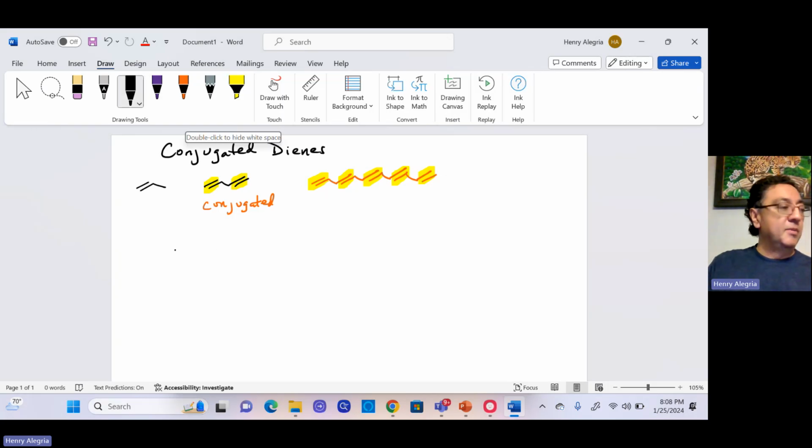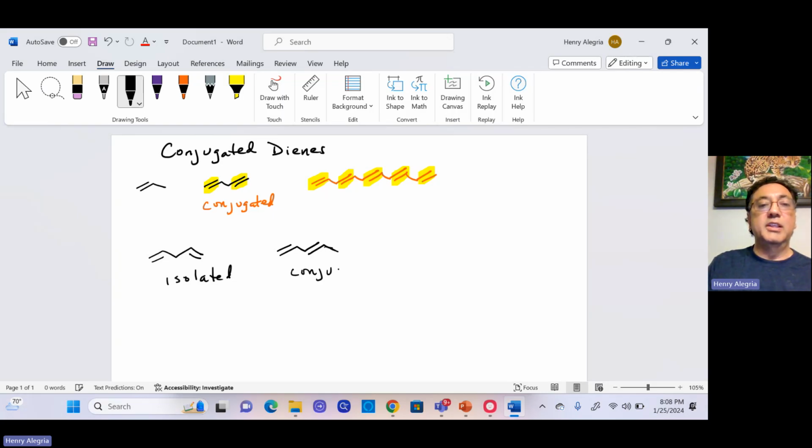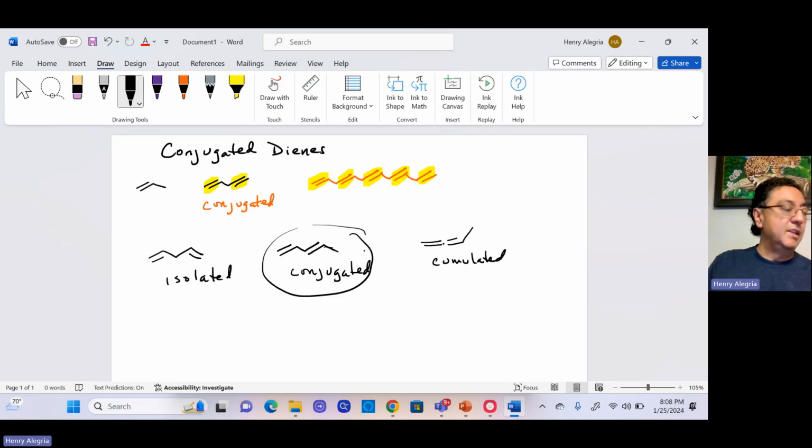If I had, for example, a situation like this, just for comparison, if I had double bonds here and here, those are isolated double bonds. On the other hand, if I had that 5-carbon chain, those double bonds are now conjugated. And just to complete things, there's also a class of molecules we draw like that. These are what you call your cumulenes, or cumulated double bonds: isolated, conjugated, and cumulated. So we're interested in the chemistry of the conjugated dienes.